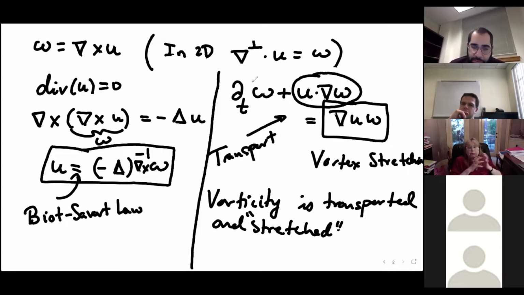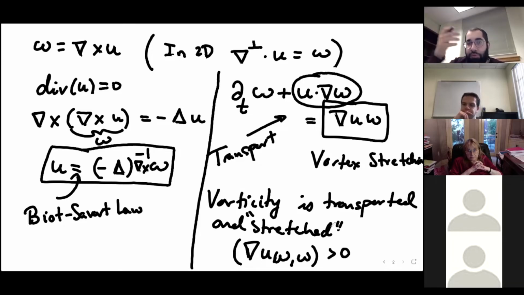You have to see when this bilinear form of omega is positive. Those are the points where, at least along trajectories, you are growing. If this is positive, the directions of maximal growth are the directions of the maximal positive eigenvalue of the gradient of u, and in that direction the velocity is expanding. So you can see that the velocity stretches the vorticity. That's why this is called vortex stretching.